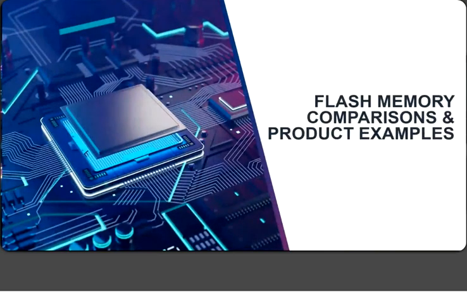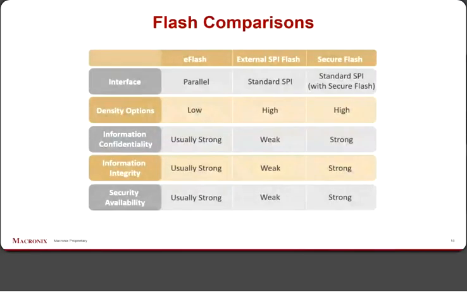Next, let's talk about flash memory comparisons and product examples. So let's start with a high-level comparison of flash devices. The basic classes that I think are relevant are embedded flash, or eFlash, just standard external SPI flash devices, and then secure flash devices. And so if we look at the interface, embedded flash, as you probably know, is a wide bus, 32 or 64 bits. And then external SPI flash is SPI flash. And the same is true for secure flash. So it just has a standard SPI interface.